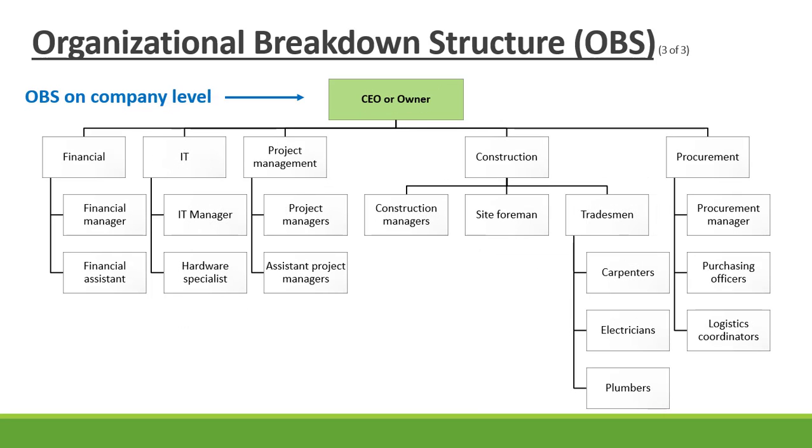Now, secondly, our organizational breakdown structure on a company level. We start off with our CEO or owner, and there can be a financial department, an IT department, project management department with project managers and assistant project managers, construction department with our different construction managers, site foremen, and tradesmen, as well as a procurement department.